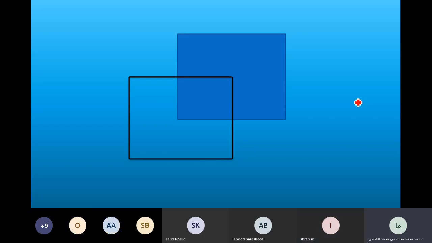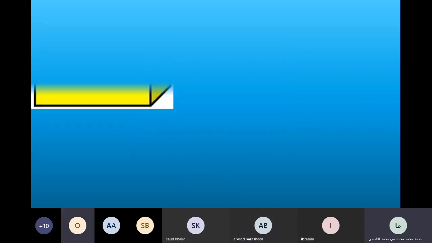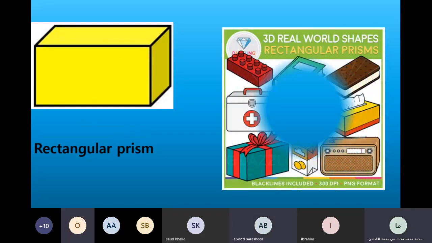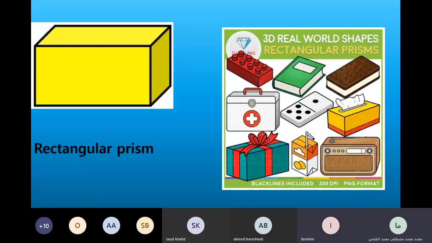And then you are going to connect from this corner here to here, and from this corner to this corner. It's an easy way to draw a cube: draw a square and another square and connect vertices. Yeah, it's a cube, and it's also a rectangular prism. Rectangular prism is like a book or gift box or juice box, tissue box.